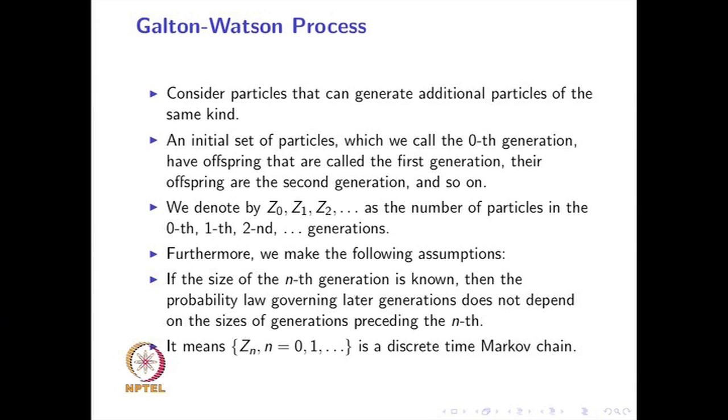Furthermore, we make the following assumptions. If the size of the nth generation is known, then the probability law governing later generations does not depend on the sizes of generations preceding the nth. It means the sequence of random variables Zn form a discrete time Markov chain.